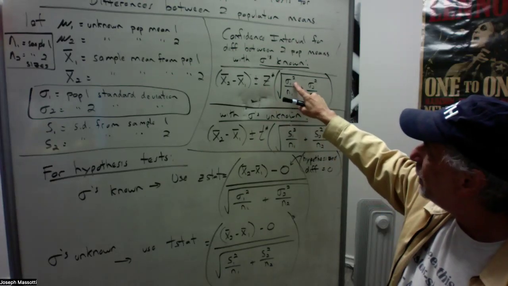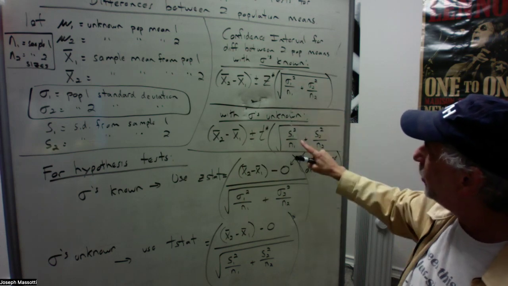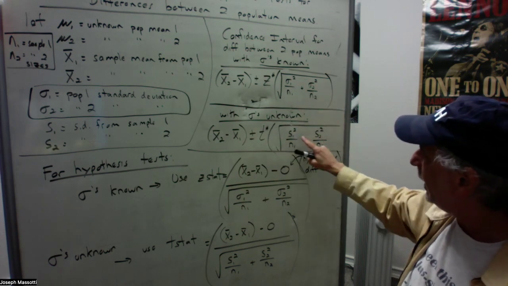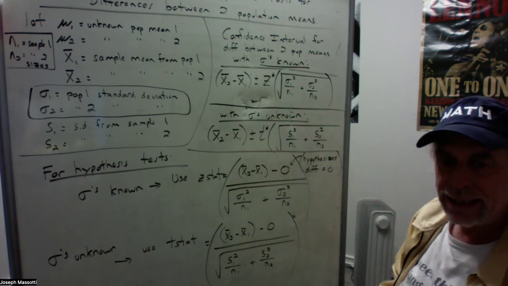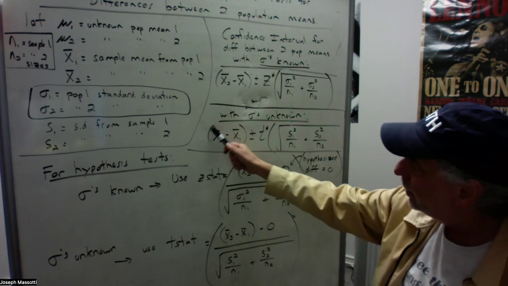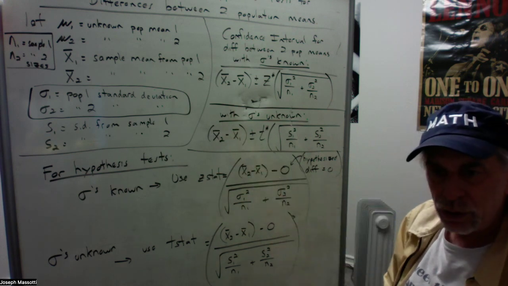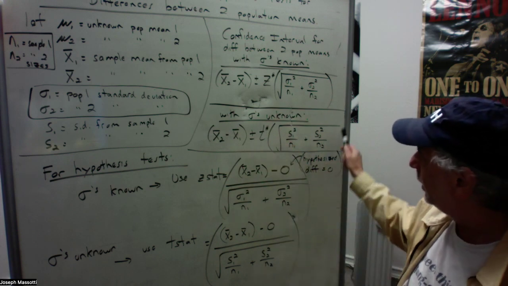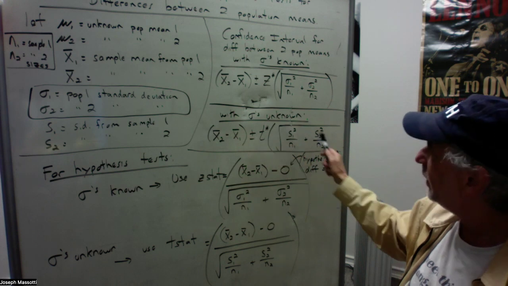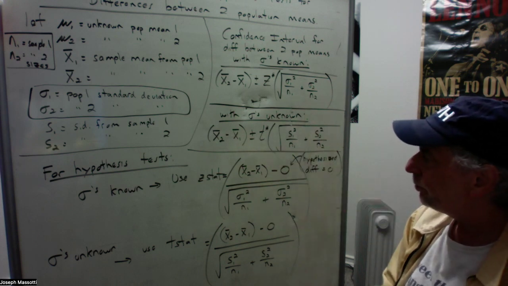And instead of those population standard deviations here and here being squared, we have these sample standard deviations being squared here and here. Otherwise, same form. Center of the confidence interval is our point estimate for the difference between those two unknown population means. And then our margin of error. In this case, we use a t critical value and the s's instead of the sigmas.